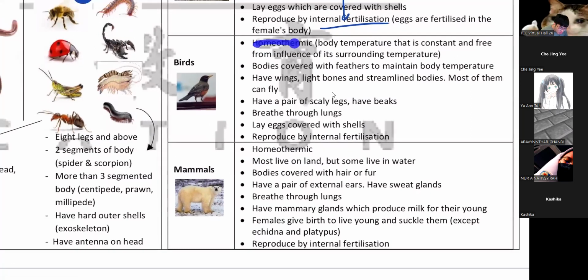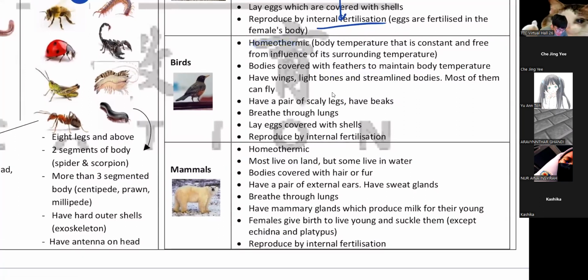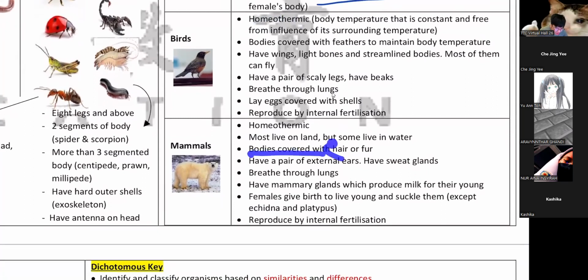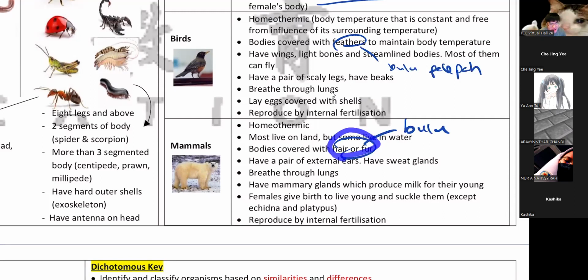Okay, anyway, so homeothermic, so they have feathers. Bulu pelepah. Do not get confused. We do not have feathers. We have hair or fur. This is called bulu. This is called bulu pelepah. Very different. You don't have feathers, not that I'm aware of anyway. Ours is called fur or hair. If you're a very hairy person, then you have a lot of hair. Okay, good to know.